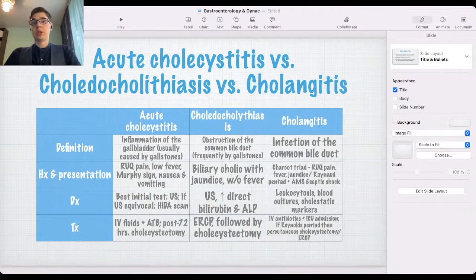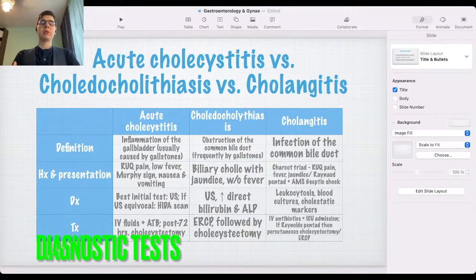The last one, cholangitis, has specific presentation, namely the Charcot triad: right upper quadrant pain, fever, and jaundice. And it can also associate septic shock and altered mental status, leading to the Reynolds pentad. How do we diagnose each entity?